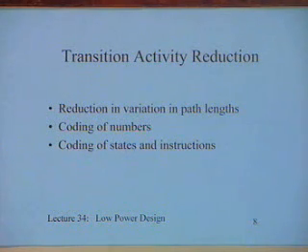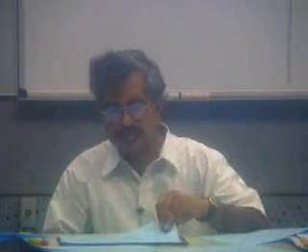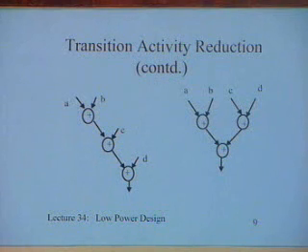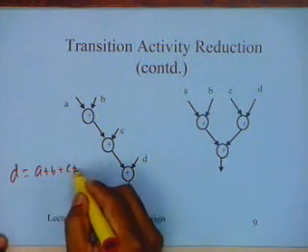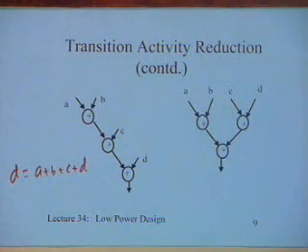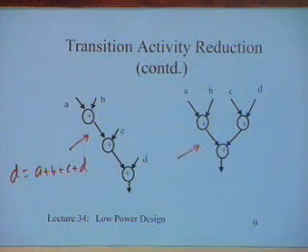A very simple method is a reduction in variation in path lengths. Let me give you an example. Consider these two. Both of them achieve the same operation. What I am interested in doing is D is A plus B plus C plus D. I can implement it in this manner, or I can implement it in this manner.